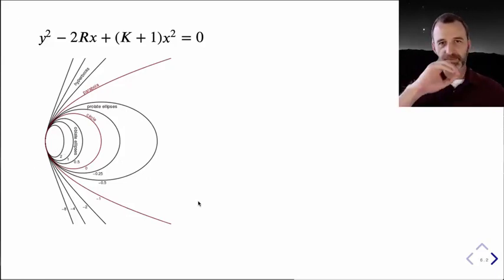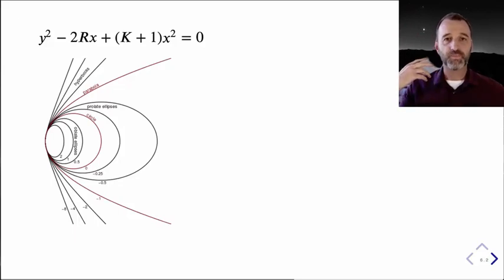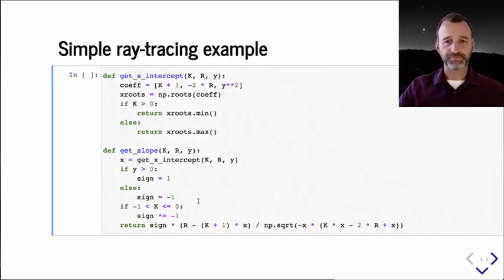So let's actually do an example now. We're going to put this into practice. We're going to do a ray tracing example. We're going to try different shapes for our primary mirror and see where the light comes to a focus.